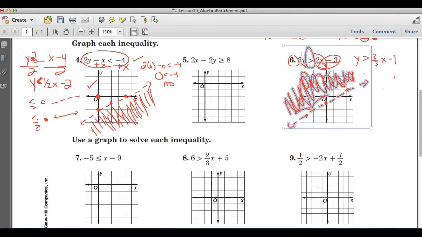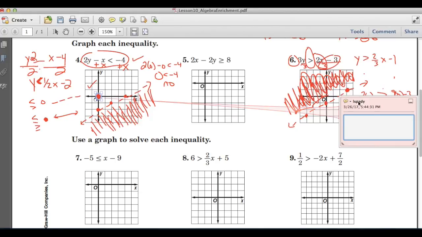and I plug 0, 0 in for x and for y, I get 3 times 0 is greater than 2 times 0 minus 3. 3 times 0 is 0. 0 is greater than negative 3. 2 times 0 is 0. Then there's negative 3. 0 is greater than negative 3. So because that point worked, that's the part I want to shade. On number 4, that point didn't work, so I wanted to shade in the opposite direction.